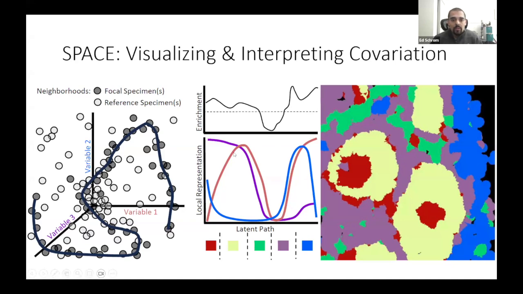We can see areas where certain variables co-occur or are mutually exclusive, and we can also see quantitative features like smooth gradients. All of this can be done in reference to either null expectations or to a different specimen to see which features are enriched and which features are depleted in the specimen of interest. And you can even draw gates on this covariation plot to see where the corresponding regions are on the original image.